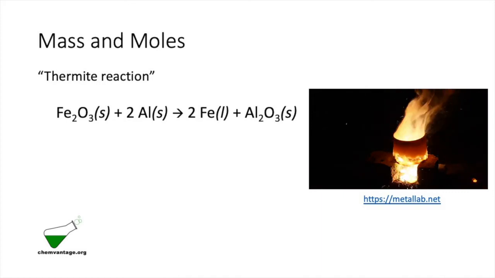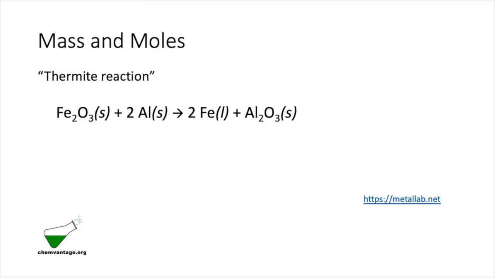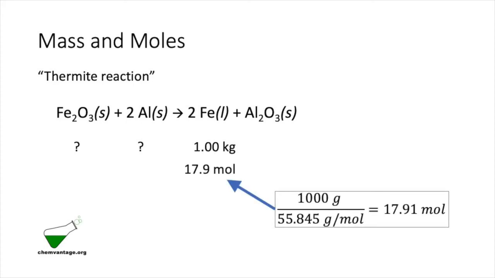The stoichiometric coefficients in the balanced reaction are useful for determining the mass of each reactant required for efficient production of the molten iron. For example, if we need to produce 1 kilogram of iron for welding 2 rails together, we start the calculation by converting the product to moles. This is done by dividing 1,000 grams by the molar mass of iron to get 17.9 moles.